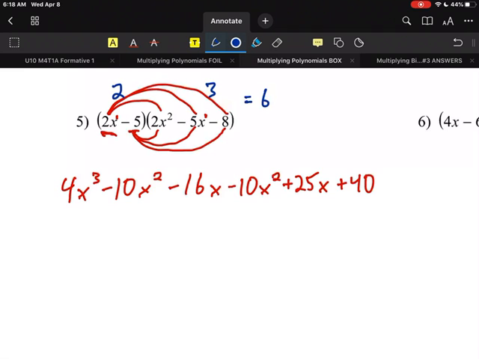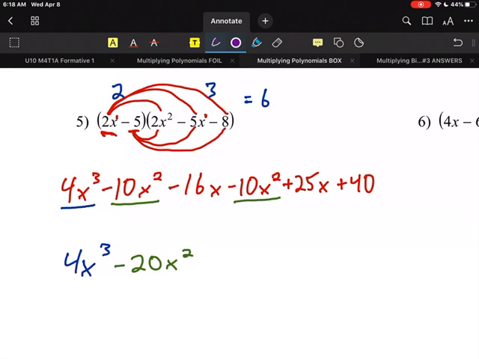So the 4x to the third, there is no other x to the third. So 4x to the third, that comes down. The negative 10x squared, there's another x squared over here, negative 10x squared. So negative 10 minus 10 is negative 20, and then x squared. When you're adding them, you don't add the exponents. You just bring whatever variable it is.